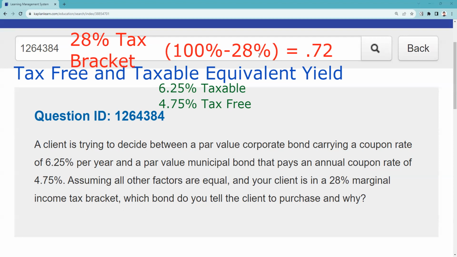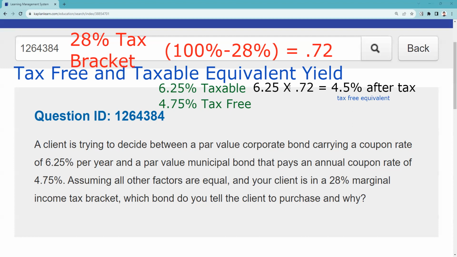So this is 6.25, and what we're going to do here is multiply. We're going to take 6.25 times 0.72. Where did I get the 0.72? That was from taking 100% minus the tax bracket. And I say, well, listen, after you pay your taxes, you're only left with a 4.5% yield after tax. That is the tax-free equivalent. And your bracket getting 6.25 is the equivalent of getting 4.5 tax-free.